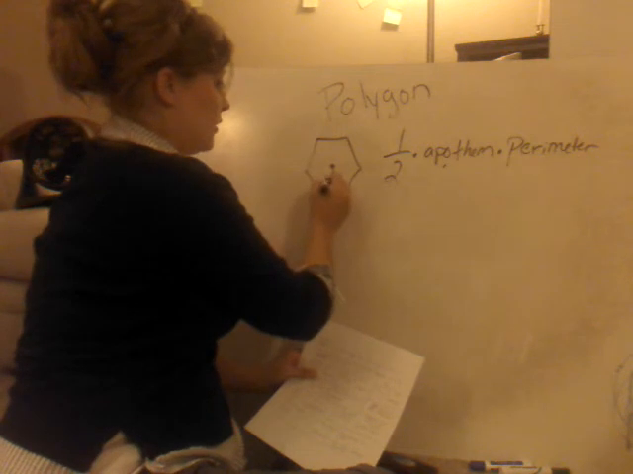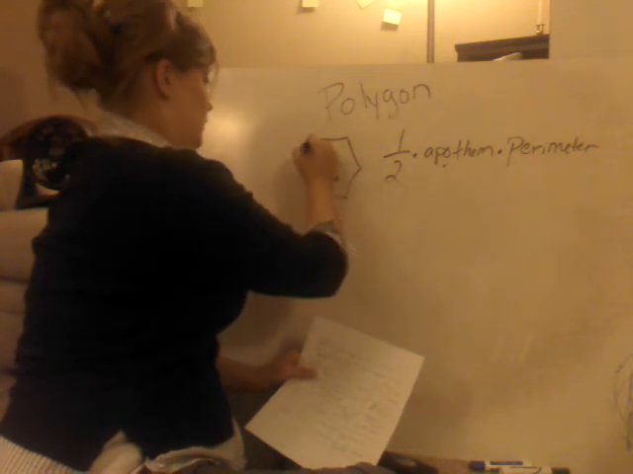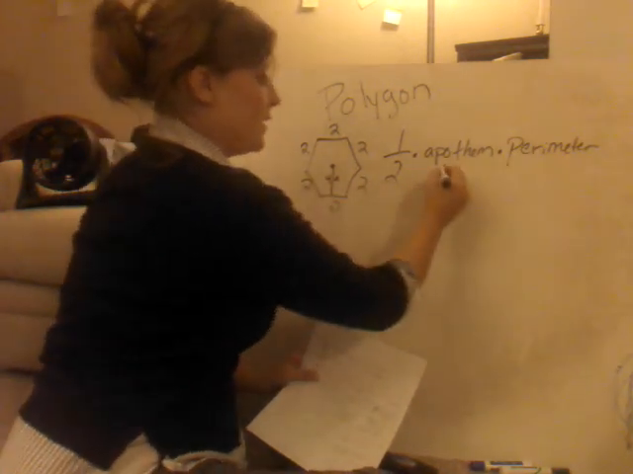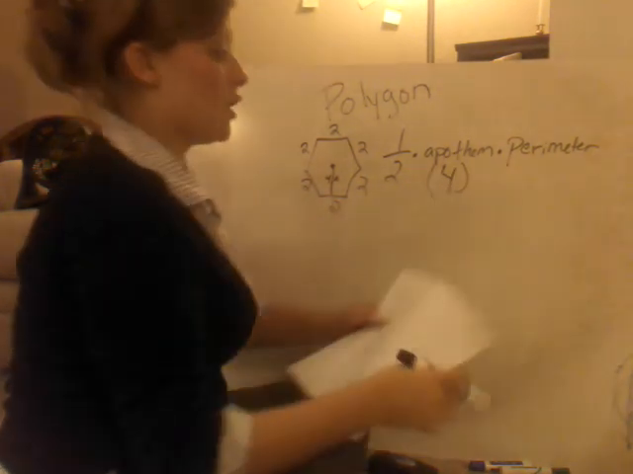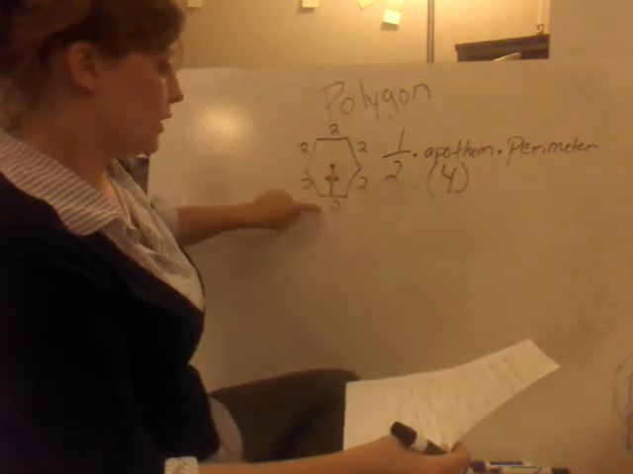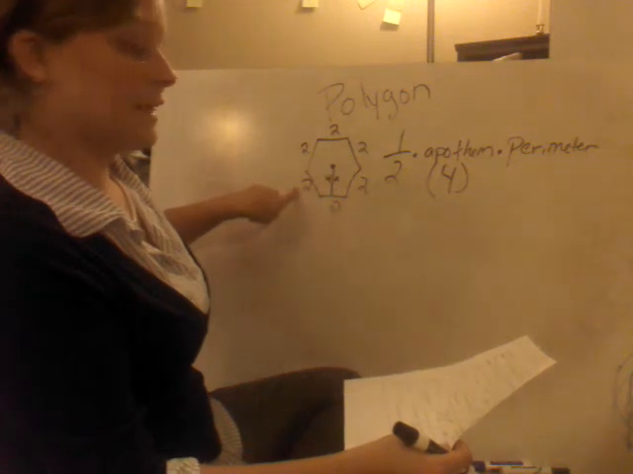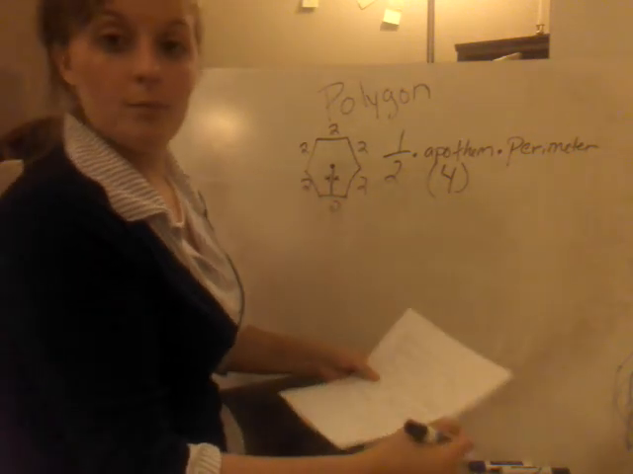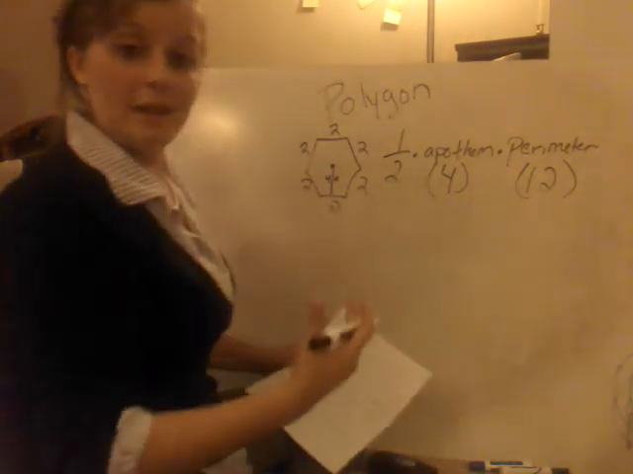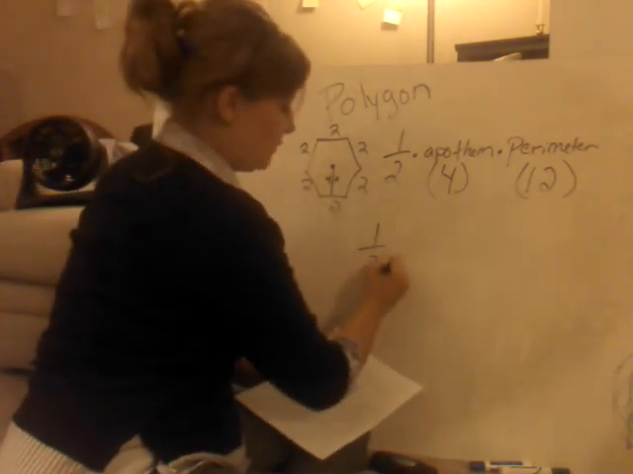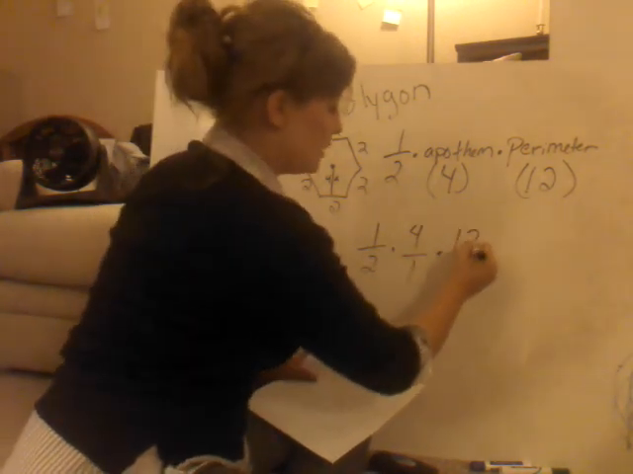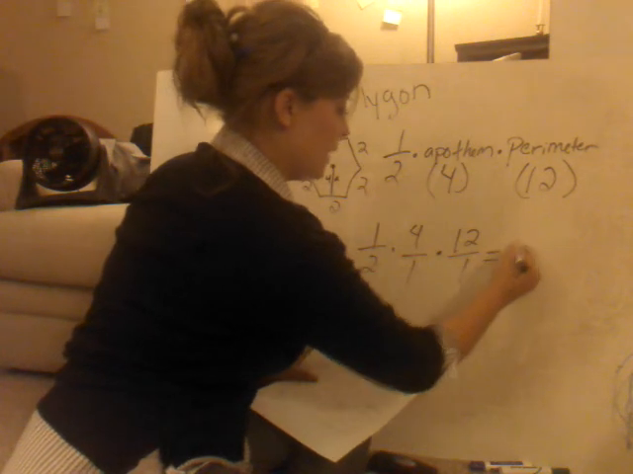So we'll call this 4, and we'll call these 2, 2, 2, 2, 2, and 2. So our apothem is equal to 4, and our perimeter is all of our sides combined. So I have 2 plus 2 plus 2 plus 2 plus 2 plus 2. So I have 12. So my perimeter is 12. So just like any other math problem now, 1/2 times 4 over 1, because any whole number is always over 1, times 12 over 1 equals 24.